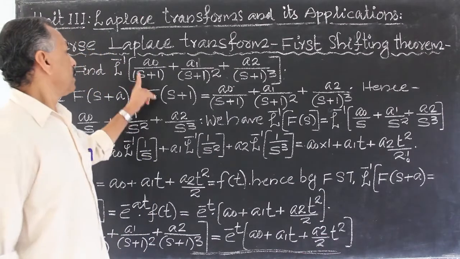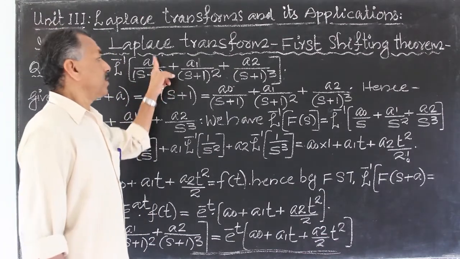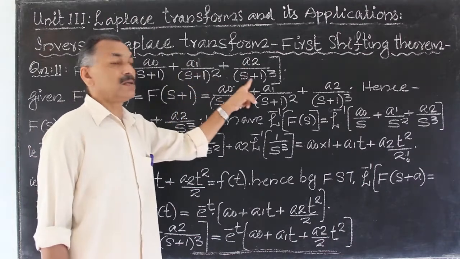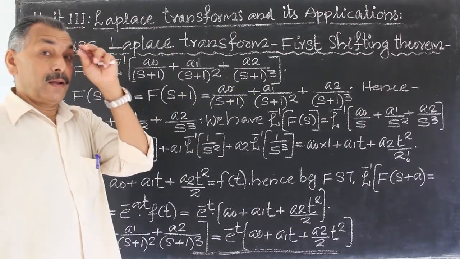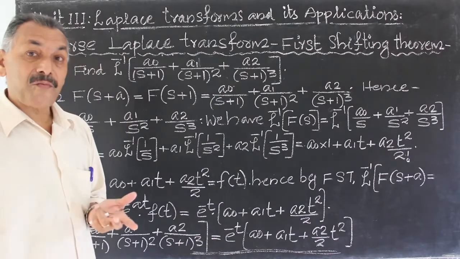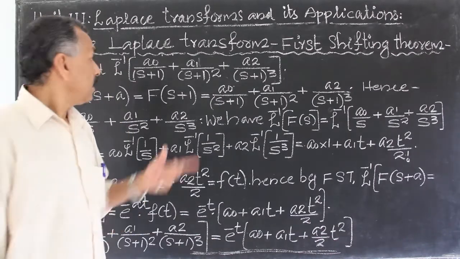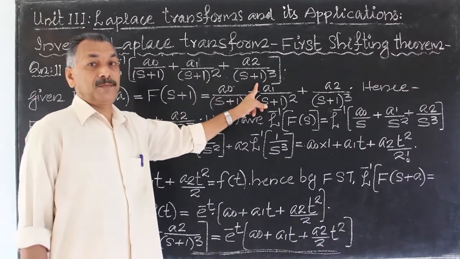See, here s plus 1, a0 divided by s plus 1, here also s plus 1. This is the s plus 1 in the table. That is, the given function is F of s plus 1 in the table.